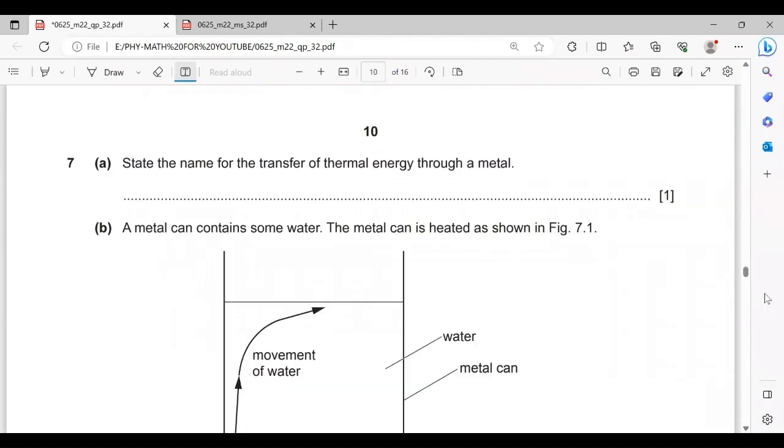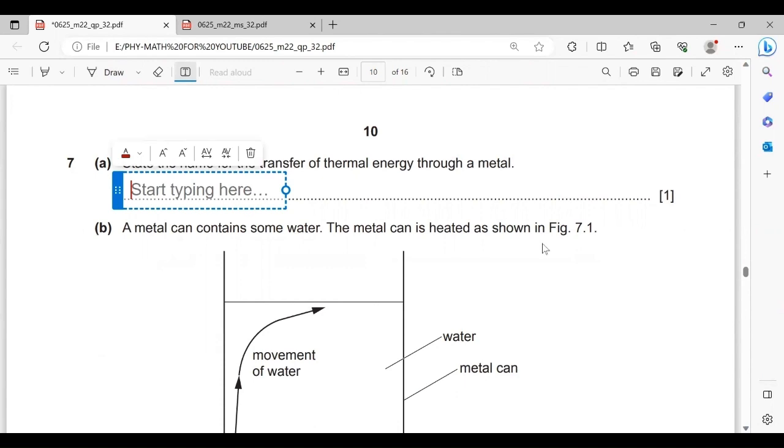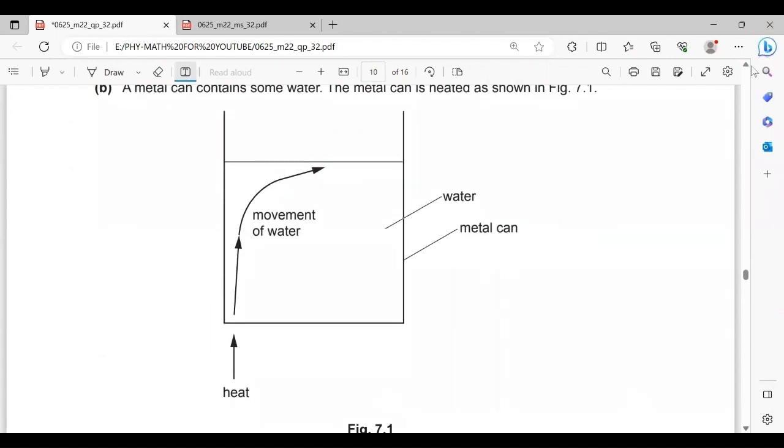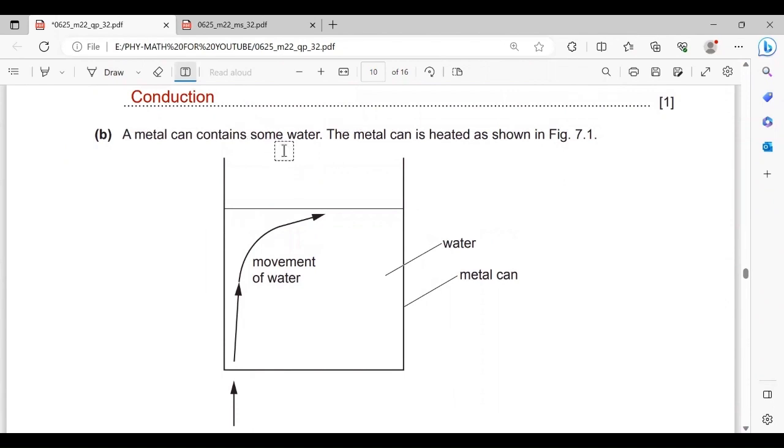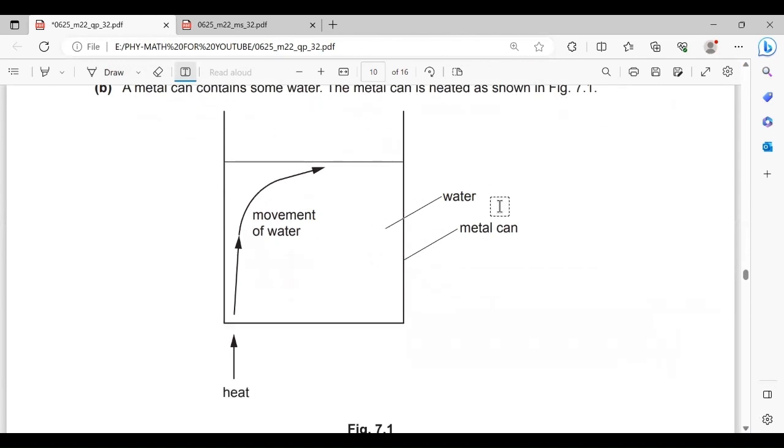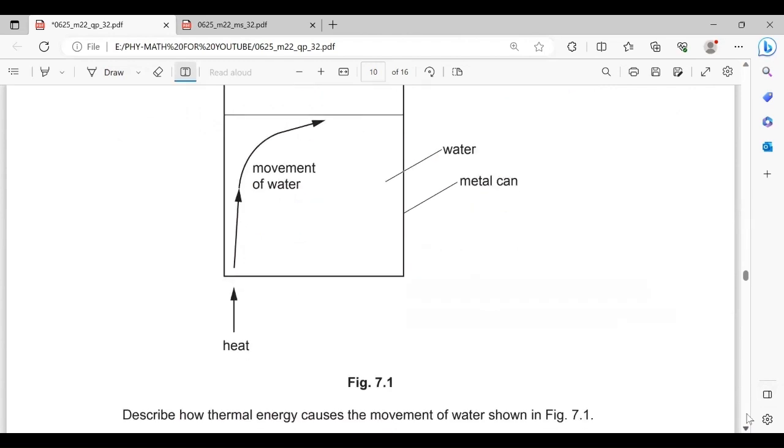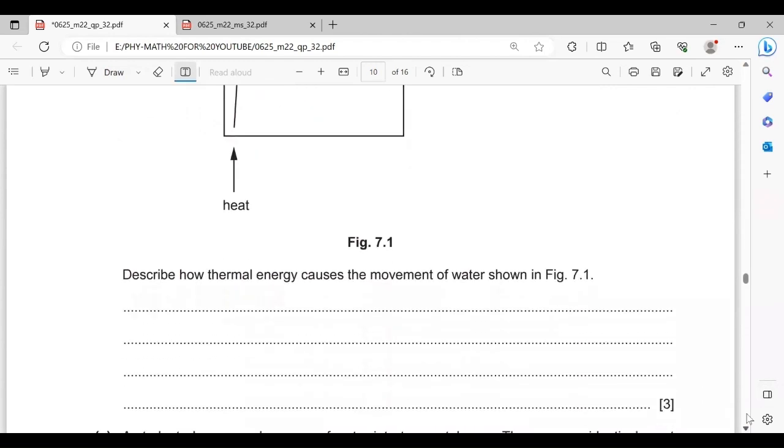Okay, state the name of the transfer of thermal energy through a metal. Oh, conduction. Okay, next. A metal can contains some water. The metal can is heated as shown in figure 7.1. Okay, this one, figure 7.1. Describe how thermal energy causes the movement of water shown in figure 7.1.